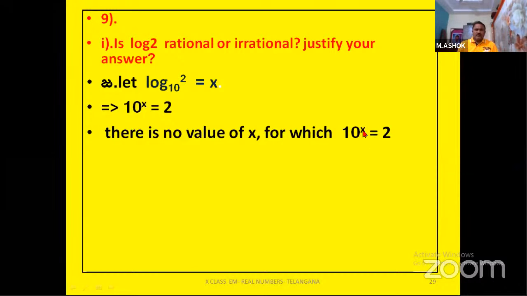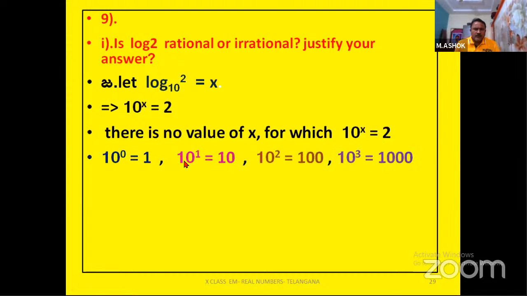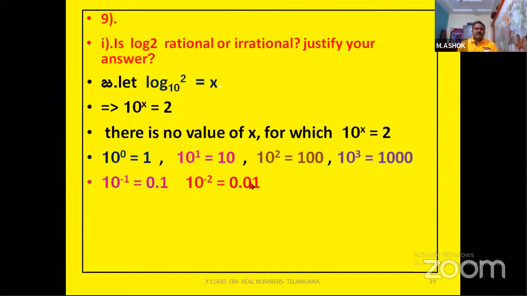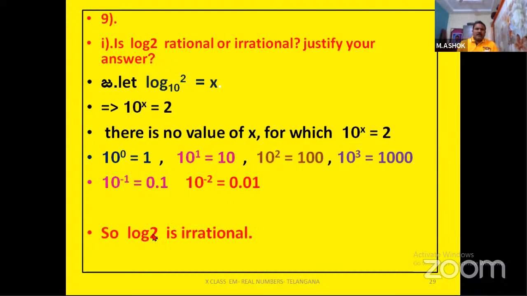Because if you put x equal to 0, 10 to the power of 0 is equal to 1. If you put x equal to 1, it becomes 10. 10 squared is equal to 100 and so on. If you put negative values, x equal to minus 1, 10 to the power of minus 1 is 0.1. For x equal to minus 2, 0.01, and so on. So that is why log 2 is irrational.